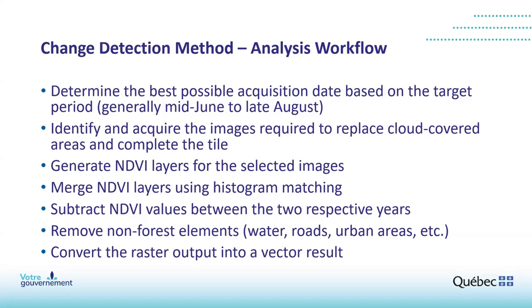Next, the NDVI values are subtracted between the two years in order to highlight areas of change. Non-forest elements such as water bodies, roads, and urban areas are removed to focus the analysis strictly on forest regions. Finally, the resulting raster output is converted into vector data, which allows easier interpretation, filtering, and integration into GIS systems.